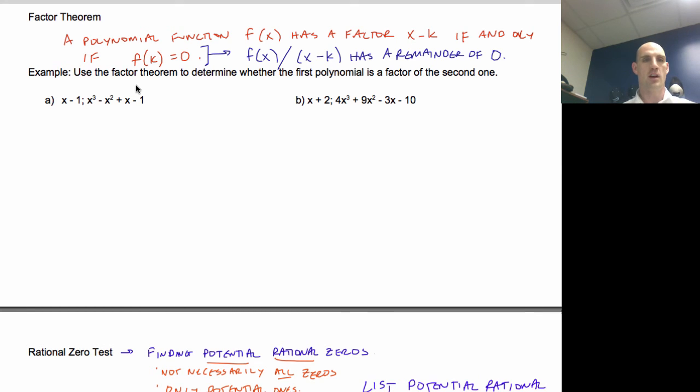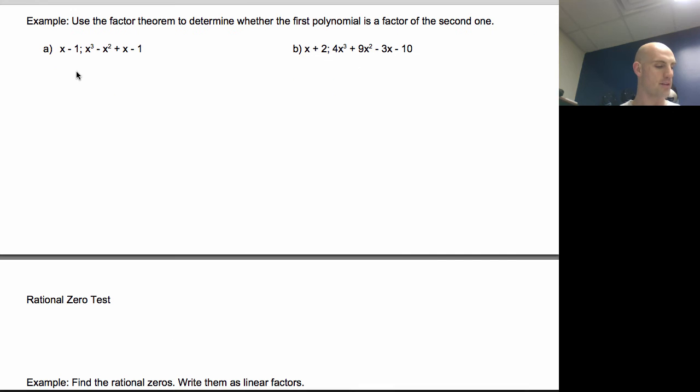So let's see. Use the factor theorem to determine whether the first polynomial is a factor of the second one. Remember, the factor theorem says that if it's a factor, then f of k is equal to 0. So I'm going to put f of positive 1, because that would mean k is a positive 1. Is it equal to 0? I'm going to put a question mark here.